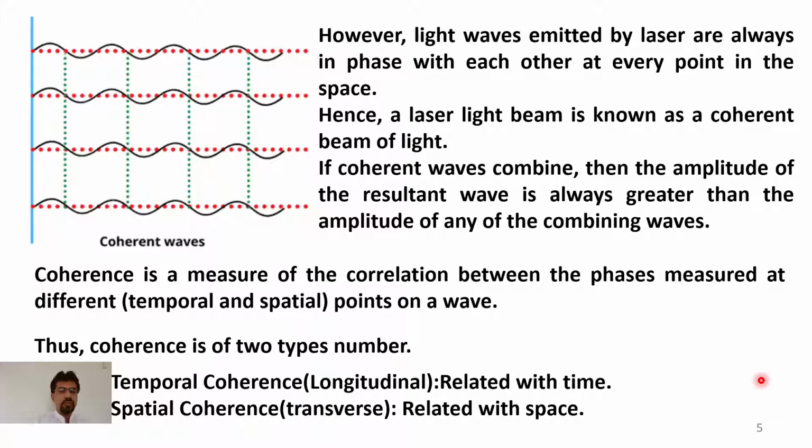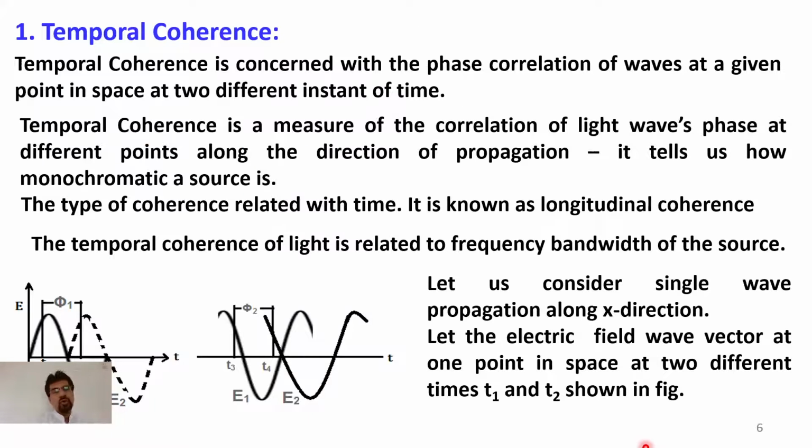So students, you have to remember that coherence is a measure of the correlation between the phases measured at different points in a wave. That means coherence is related to time and space, and according to that, there are two types of coherence: temporal coherence and spatial coherence. So we are going to see in detail what we mean by temporal coherence and spatial coherence. Now then, the first one is temporal coherence.